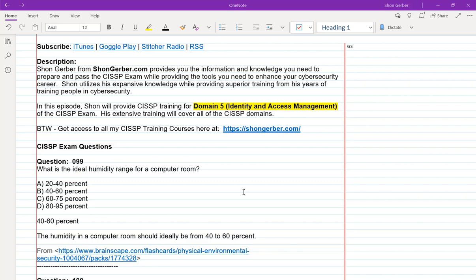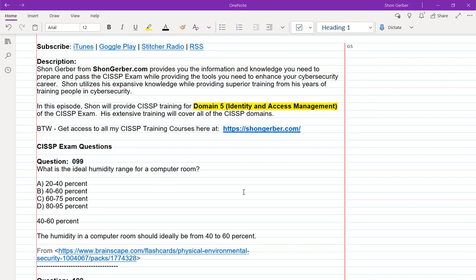Question 99. What is the ideal humidity range for a computer? A, 20 to 40%. B, 40 to 60%. C, 60 to 75%. And D, 80 to 95%. Like 80 to 95, that's like it's raining. So as you're looking through that, what would you think it would be?